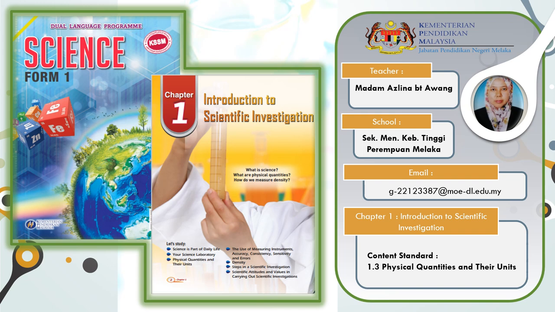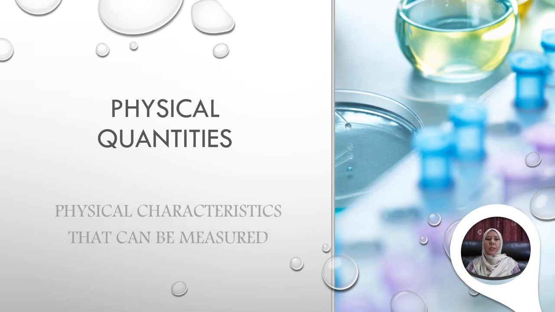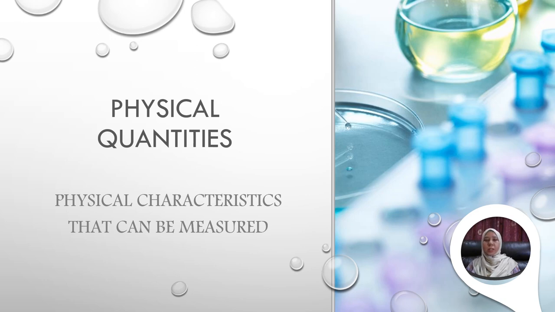So, today I will explain on Chapter 1, Introduction to Scientific Investigation, on the content standard 1.3, Physical Quantities and their Unit. First of all, you all must know what is meant by physical quantities. Physical quantities are physical characteristics that can be measured. So, what are the physical characteristics that can be measured? Let's see the next slide.